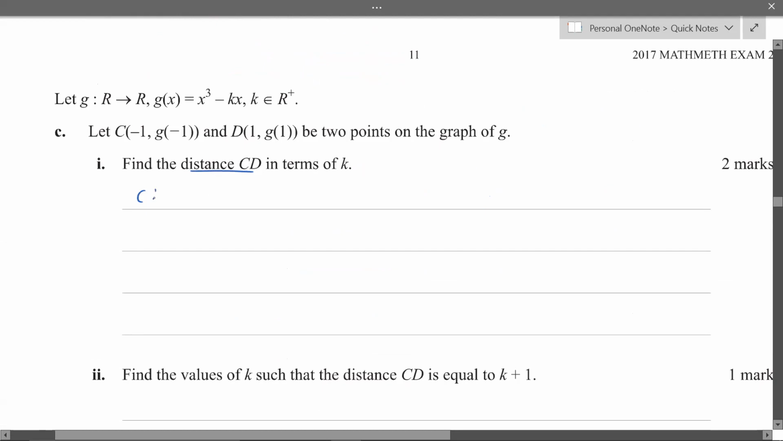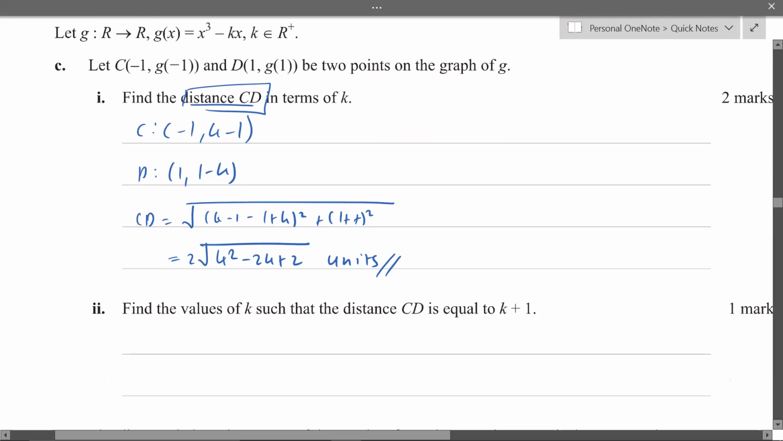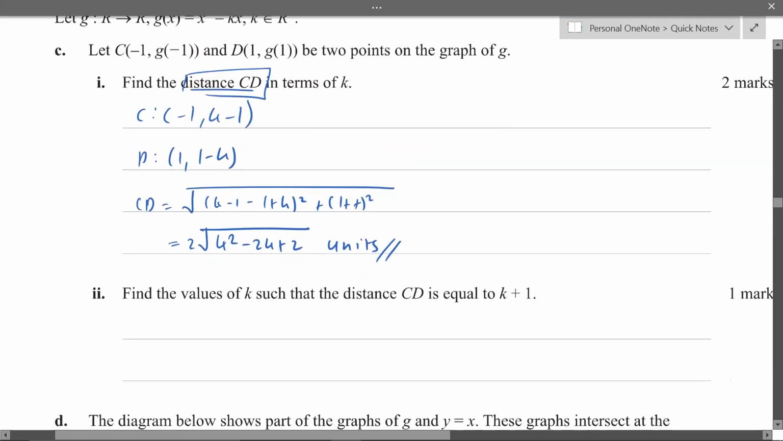Find CD in terms of K, the distance, sorry. It's easier to find your coordinates first, just so you know what you're dealing with, and then 1 minus K. So CD uses the same equation: (K minus 1 minus 1 plus K) squared plus (1 plus 1) squared, I guess, because it's 1 minus minus 1. You put this into your CAS to simplify it, and it gives you K squared minus 2K plus 2 units. I like to write units because it's asking for a distance. I don't think they penalized you in this exam for not writing units, but good habits.